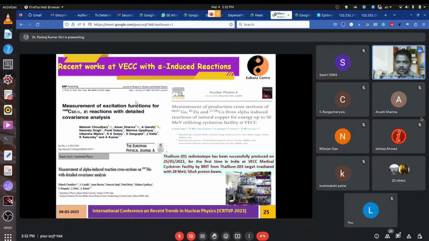And these are some experiments recently performed at the BARC. By looking into these parameters, which are kept constant in this experiment, we will be planning our experimental procedure from our center. And I'm happy to highlight from the BARC website that the 201 thallium radioisotope has been successfully produced on the 25th of January 2021, for the first time in India, at the BARC medical cyclotron from the thallium 203 target.